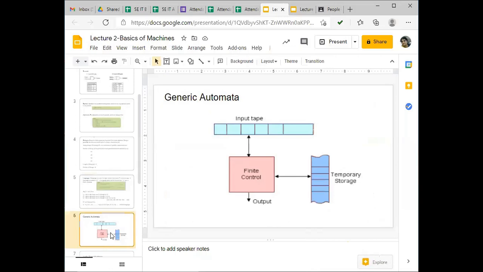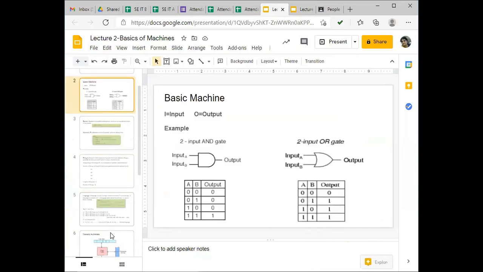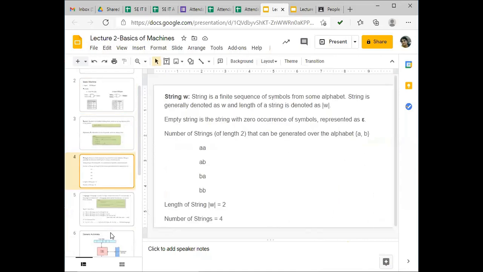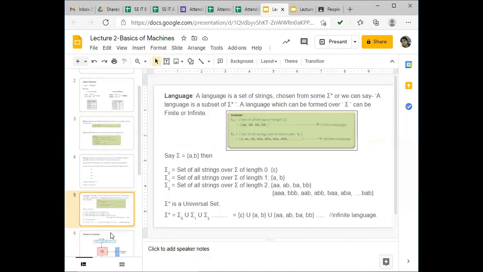Okay, fine. Are these terminologies clear, students? Symbol, alphabet, string, and language. If these terminologies are clear, we'll move on to the next one.